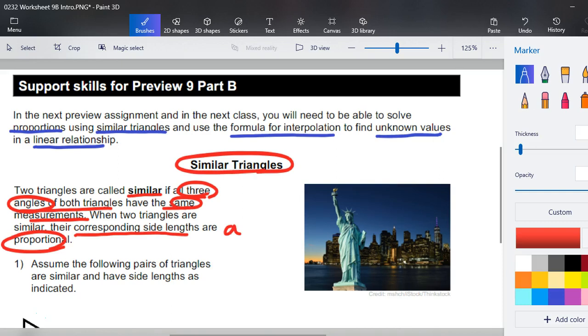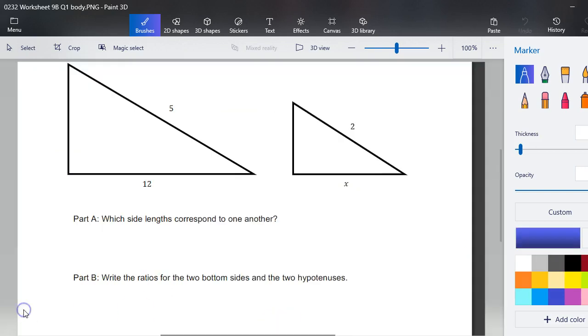That means you can take a side, put it with a side, another side with another side, and you can solve all sorts of stuff. So question 1, assume the following pairs of triangles are similar and have side lengths as indicated. Part A, which side lengths correspond to one another? If you haven't paused the video and worked this problem first by yourself, you need to do that, and then come back and we'll work it together.